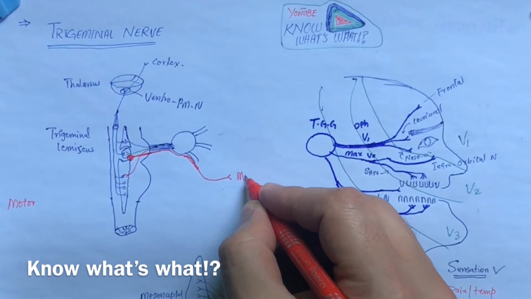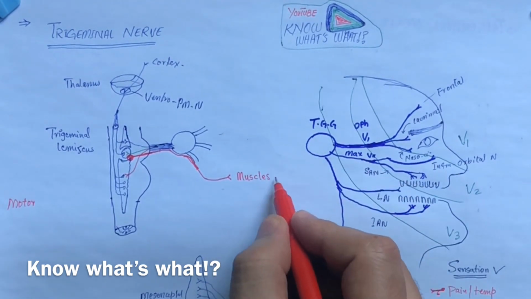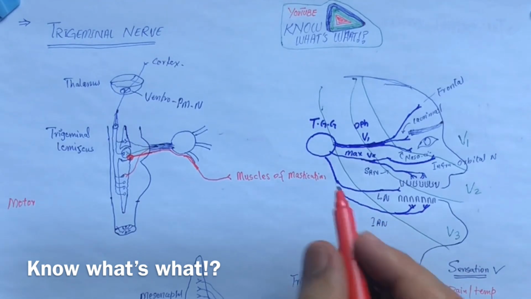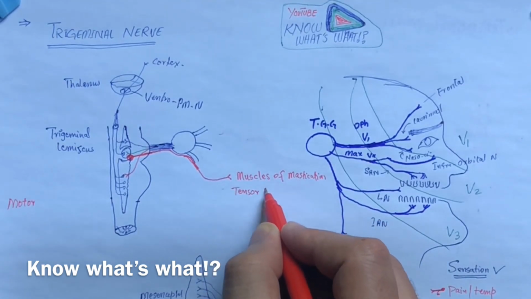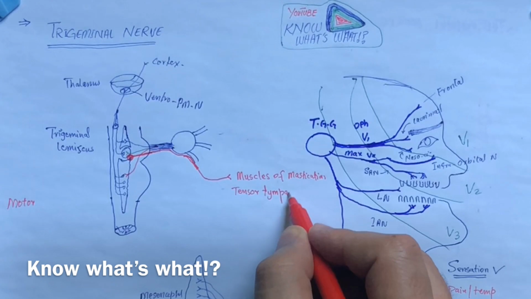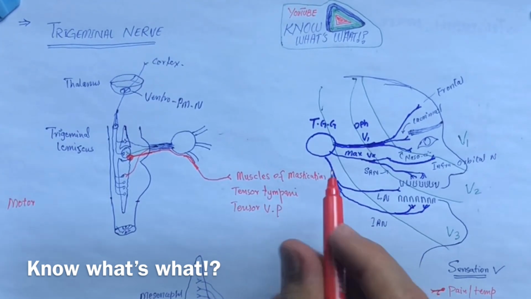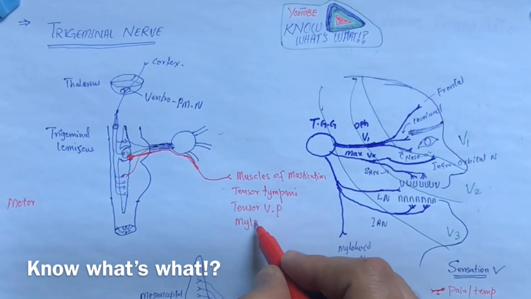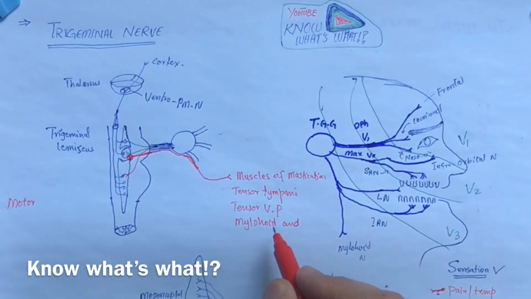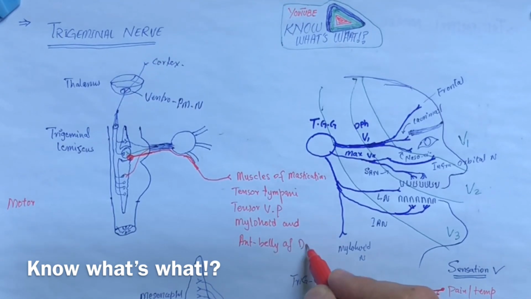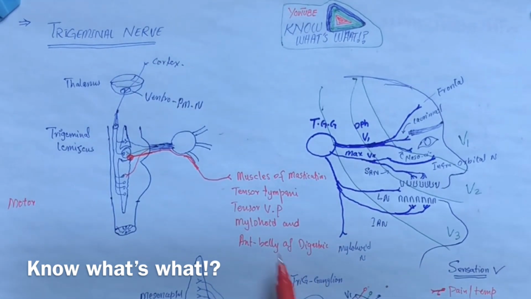So the motor fiber will supply the muscles of mastication and the tensor tympani, the tensor veli palatini, mylohyoid muscle, and the anterior belly of digastric muscle. So this is the trigeminal nerve and different branches with sensory and motor fibers.